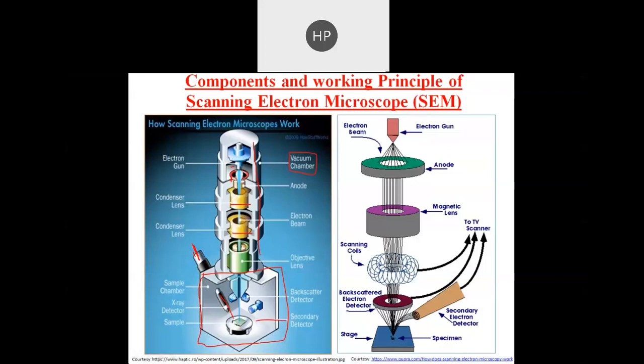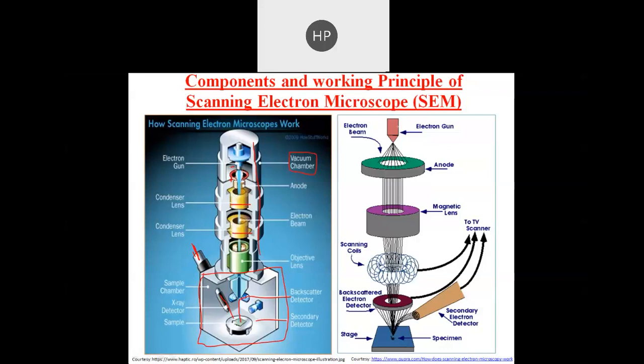Then the secondary detector. In the same way, some backscattered electrons go back and are deflected, and they are recorded by the backscattered electron detector. So there are two to three different types of detectors over here, and all these detectors detect the electrons, and from that the image is generated. This is the basic diagram you can see.